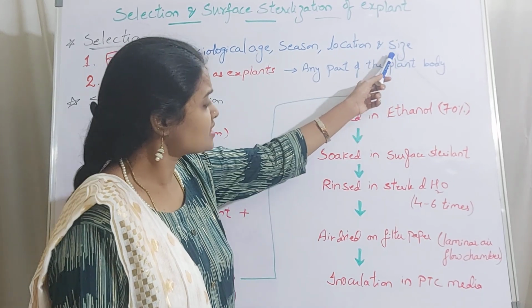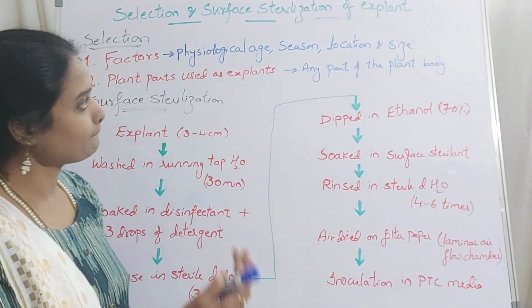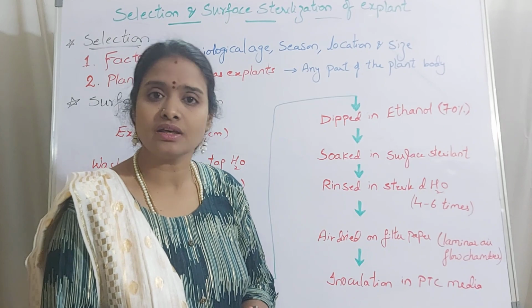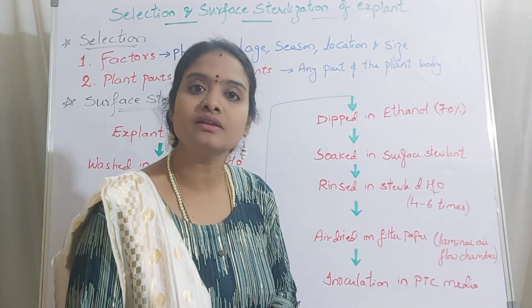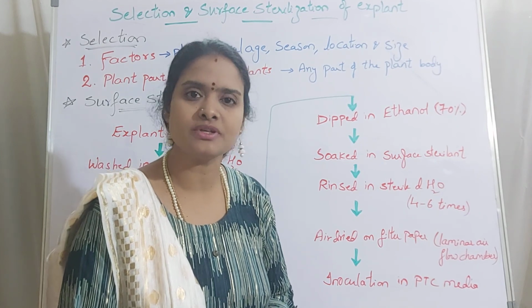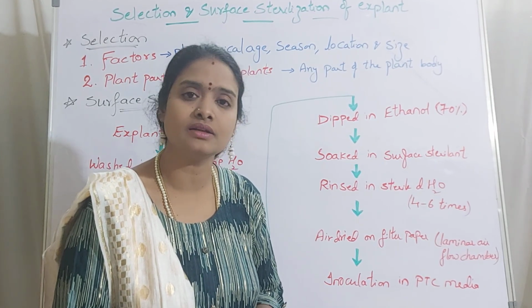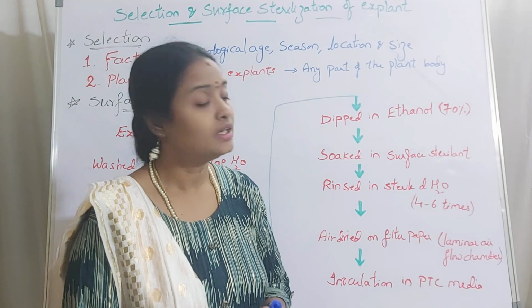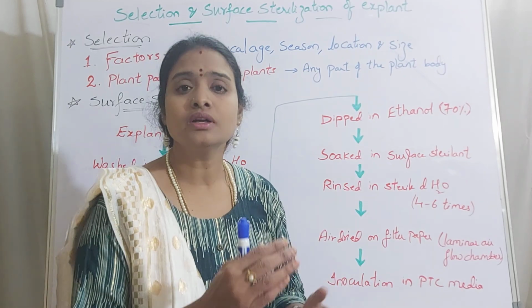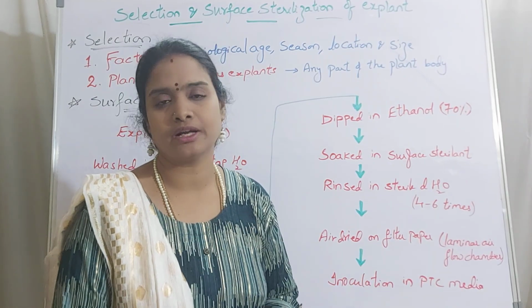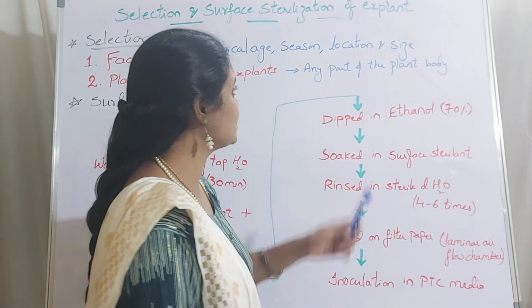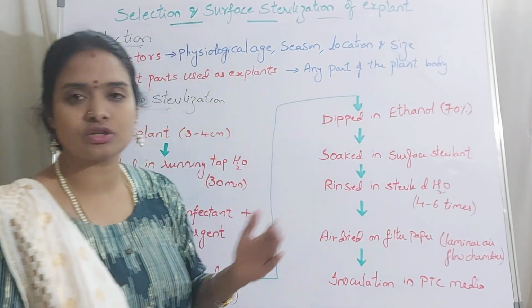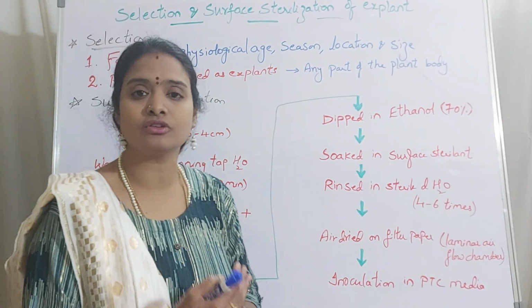Right. So here size also matters, because based on the size of the explant, if you are taking the meristem, then in some plants the meristem is very minute, very difficult to handle and also difficult to inoculate. In that case, you are going to take any other part of that plant body like nodes. Right, axillary meristem, like that. Based on the size also, you are going to select which part of the plant you are going to take.